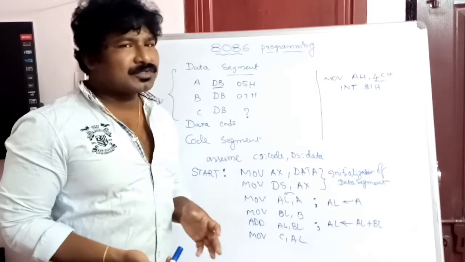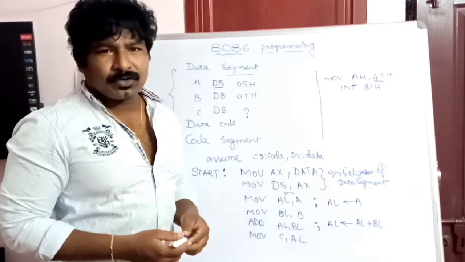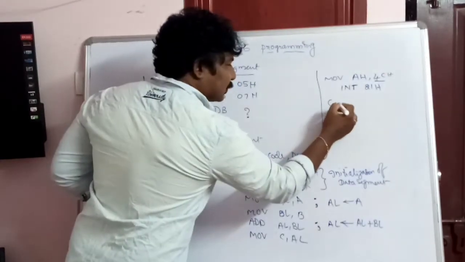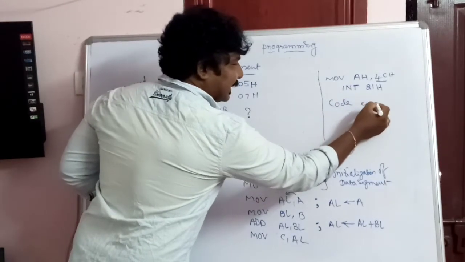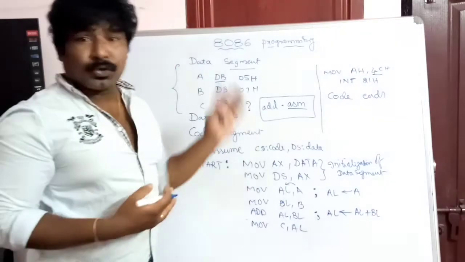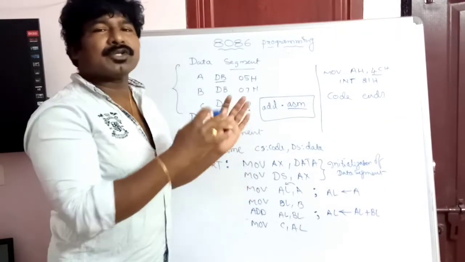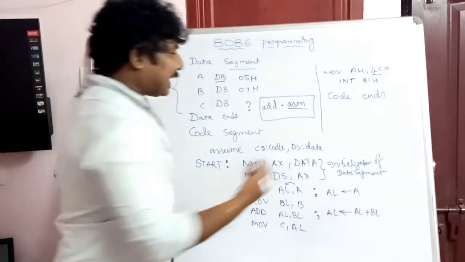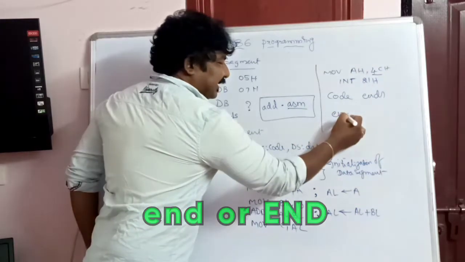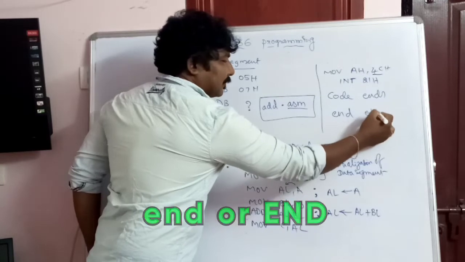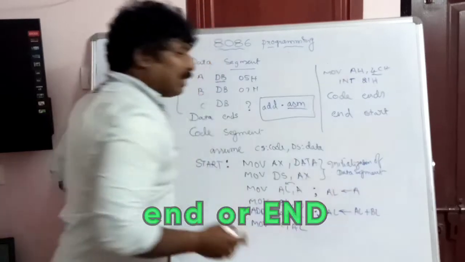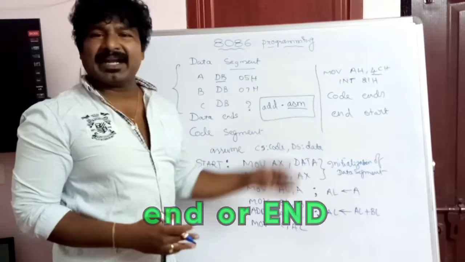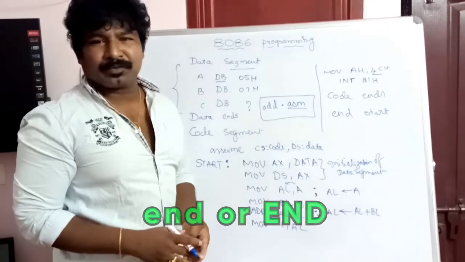So how can I close my segment? With a directive called ends. The code segment can be terminated with code ends. Then how can I close the total program? For that, I have to use another directive called end. So I should write it as end start. That will end the total program. If you write anything after end, that cannot be considered a part of the program.